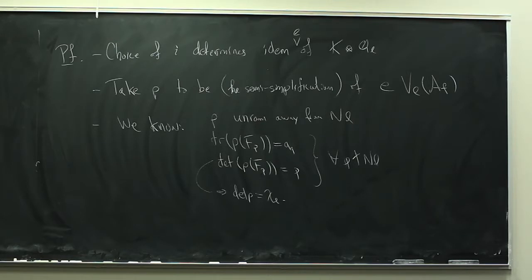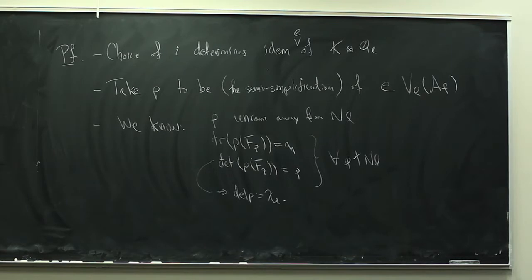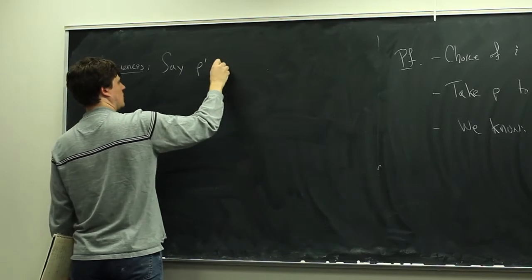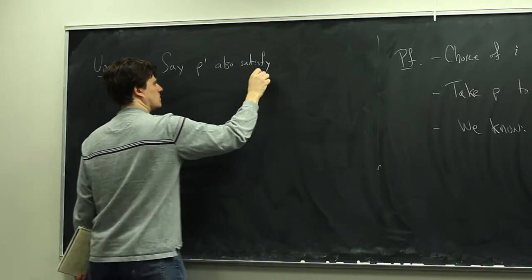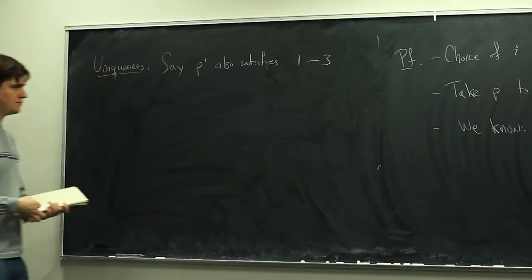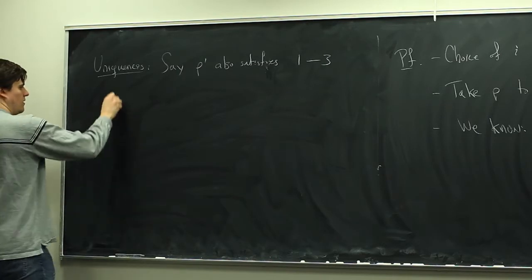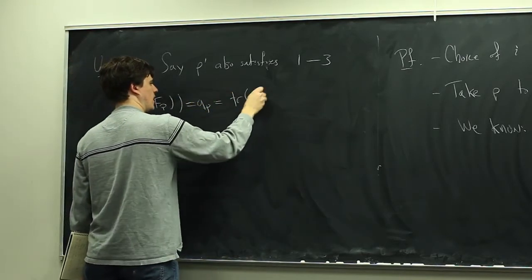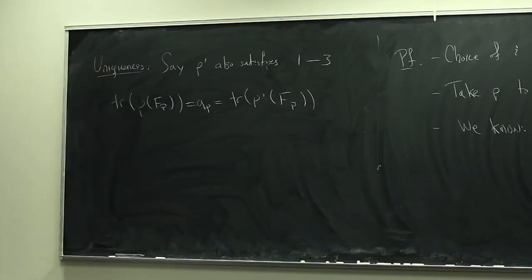Okay, so that proves the existence part. The uniqueness part is easy. So say that we had a second representation. So then the point is just that the trace of rho of Frobenius is equal to AP, and that's the trace of rho prime. That's just what condition 2 says. So all these Frobenius, except for N and L, have the same trace.